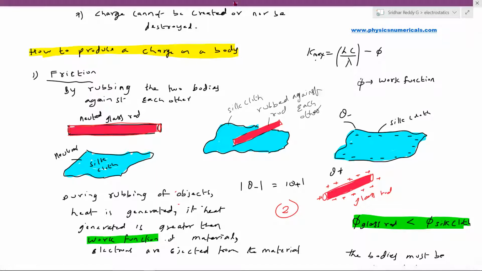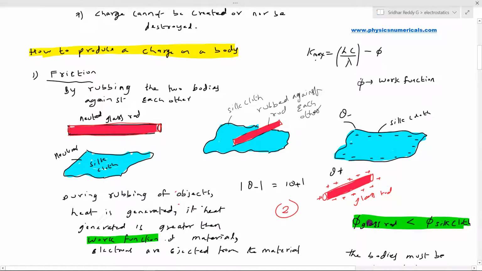Okay, now let me go back to the point. The work function of the glass rod will be less than that of the silk cloth. So when I rub the glass rod against the silk cloth, heat is generated. This heat will be absorbed by the material of the silk cloth and also the glass rod. Since the work function of the glass rod is less than that of the silk cloth, the electrons from the glass rod will jump onto the silk cloth. So the silk cloth will gain a negative charge.